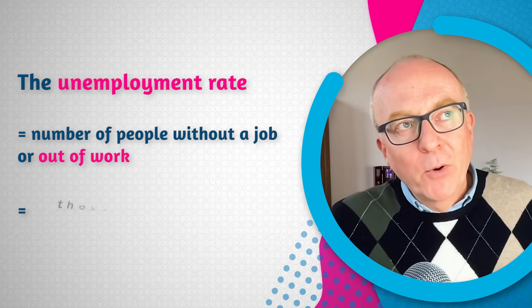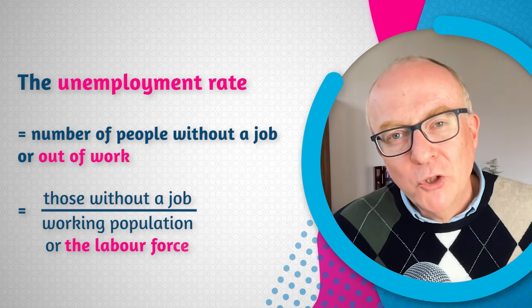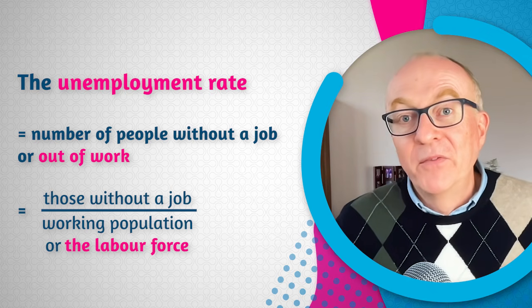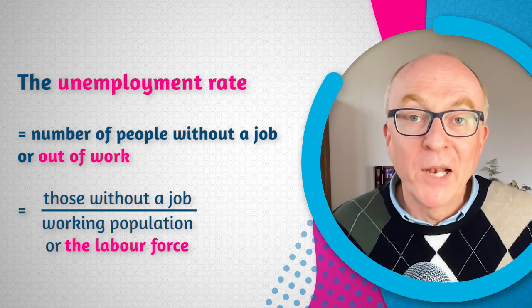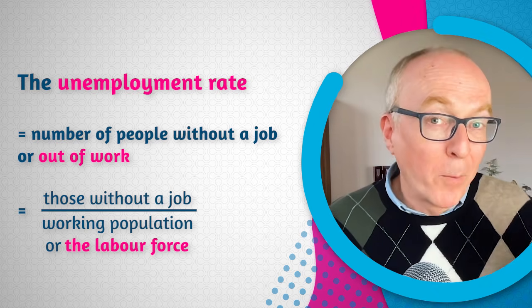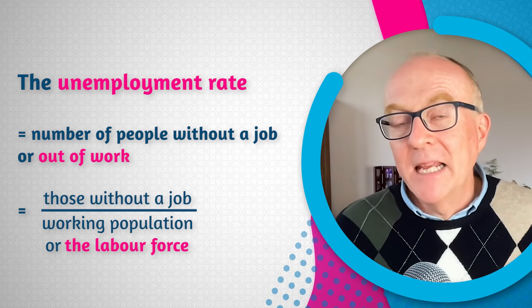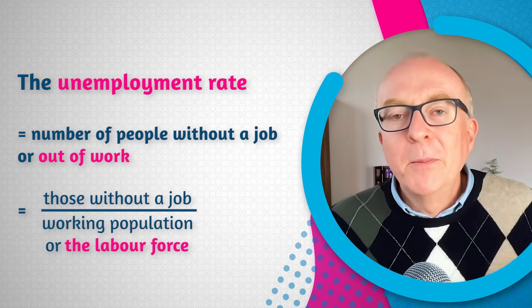Okay. So I think the unemployment rate is the number of people without a job divided by the number of people in the working population. Working population or labour force. The labour force. That's people available to work. Good collocations. Make a note of these, right?